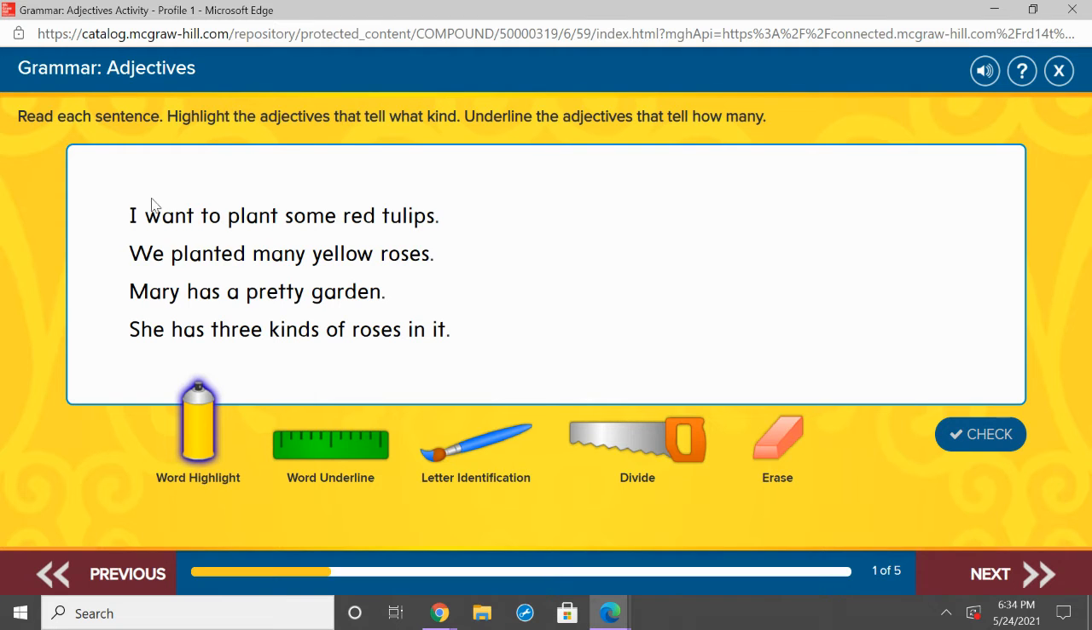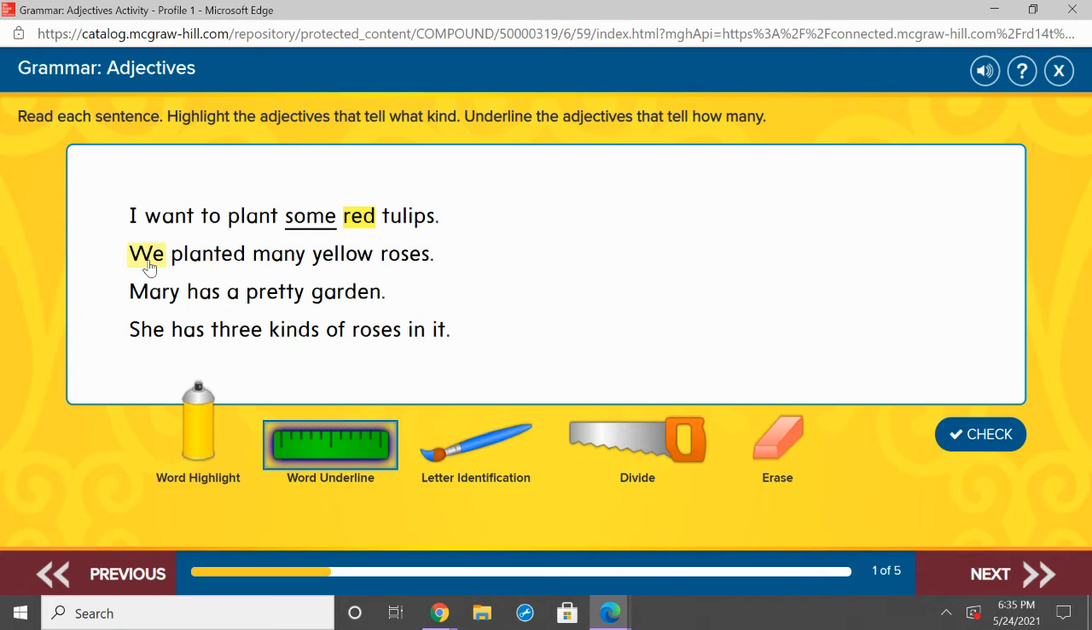So let's just focus on this first sentence first. I want you to follow along as I read it. It says, I want to plant some red tulips. So what kind of tulips are there? They are red. So that tells what kind. So red we're going to highlight. How many tulips? Well, we are going to plant some. So some tells us how many. So we need to underline that. So some red describes the tulips. It helps us tell how many and what kind.